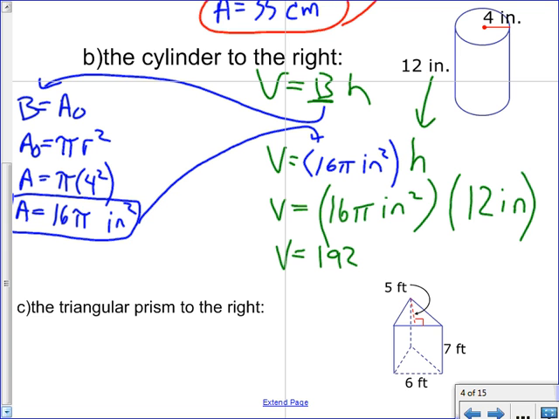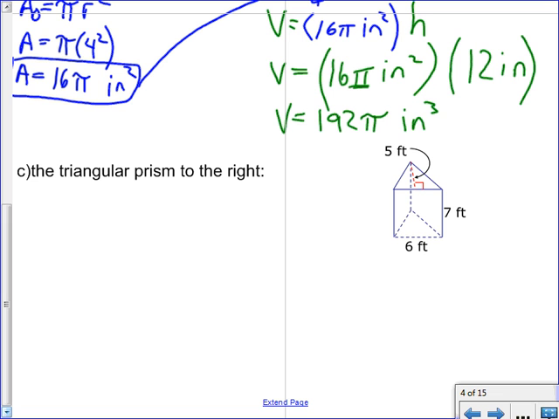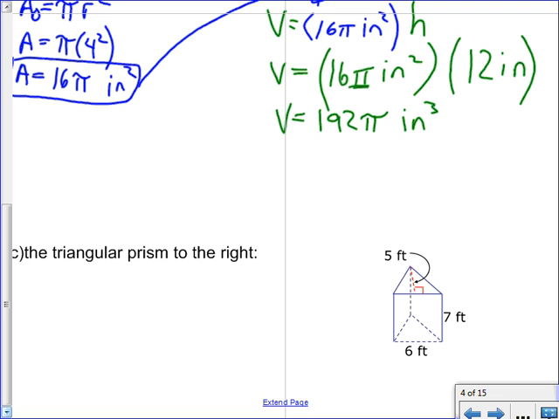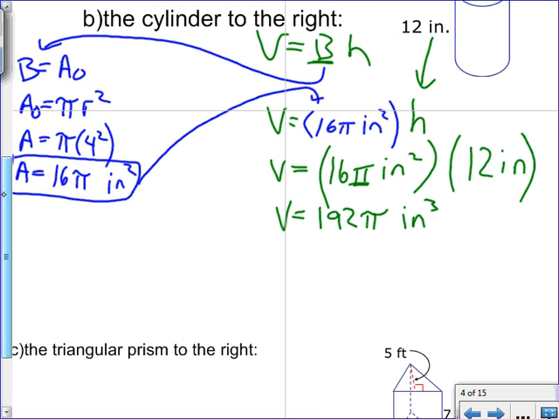Volume equals 192. But do not forget about this pi guy, because we haven't talked about it yet. So it's 192 pi. And then we're talking about volume. Our units are inches cubed. So we get volume equals 192 pi inches cubed. Okay, so we've got 192 pi inches cubed, which is our perfect answer.